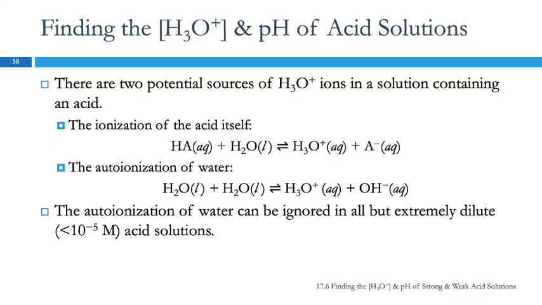We talked about the pH and what that meant, how to find the pH of an acid solution. So we're going to dig into that a little deeper. There are two possible sources of hydronium ions in a solution that has an acid in it. We've got the ionization of the acid itself, but we also have the autoionization of water.